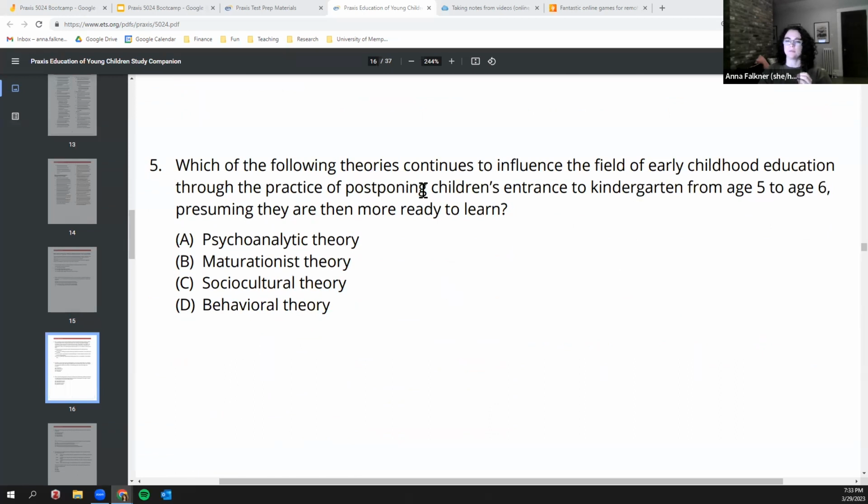All right. Number 5. Oh, it's a theory one. Which of the following theories continues to influence the field of early childhood education through the practice of postponing children's entrance to kindergarten from age 5 to age 6, presuming that they are then more ready to learn? Psychoanalytic theory, maturationist theory, sociocultural theory, and behavioral theory. Is there any of these that we can rule out, first of all?